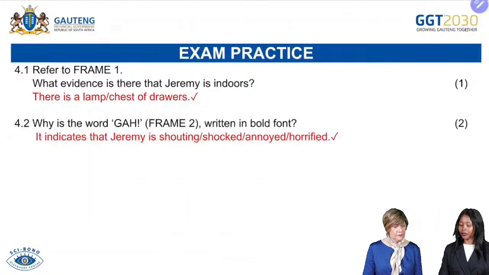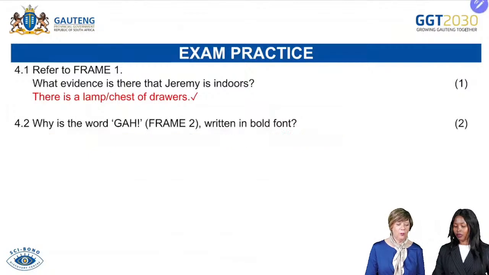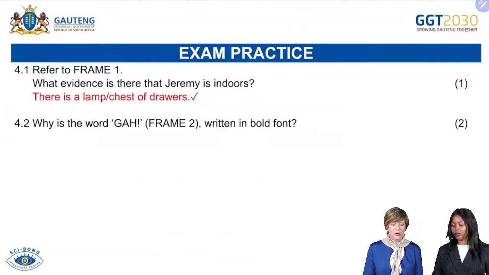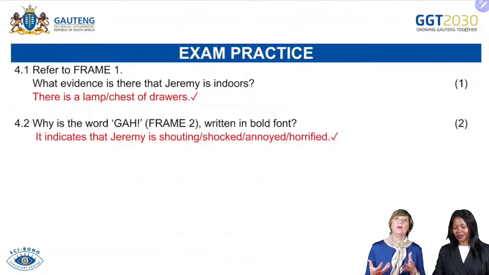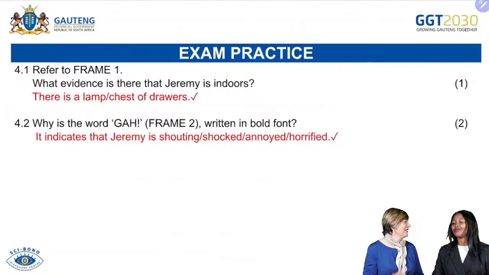4.2. In this question, we wanted to know why the word "Ga" is written in bold font. Cartoonists can't put sound inside a cartoon, so they use other ways to make you aware of a sound. This shows us that Jeremy is shouting, annoyed, or horrified, and the word is emphasized because it is in bold.